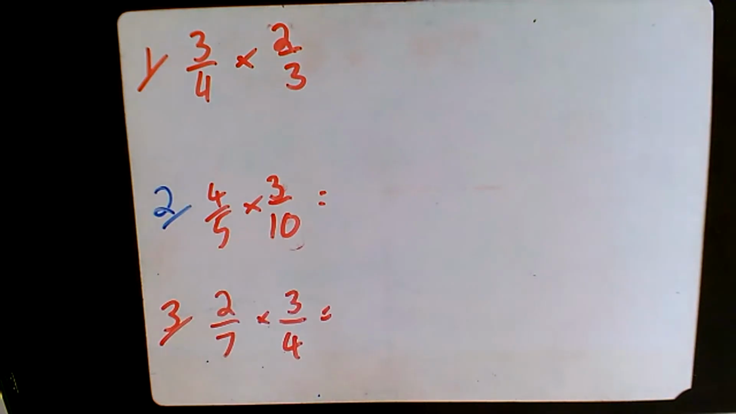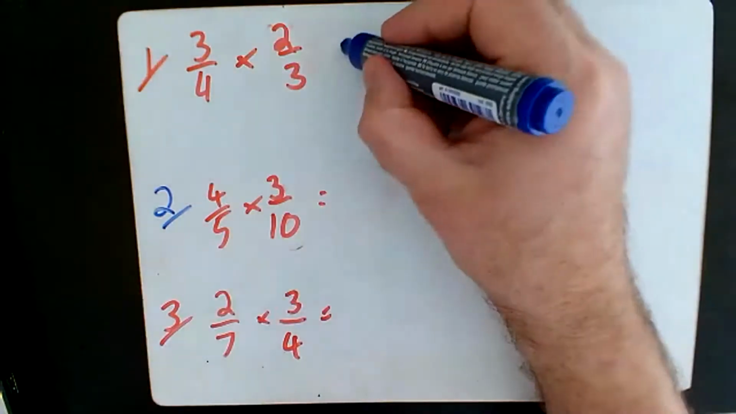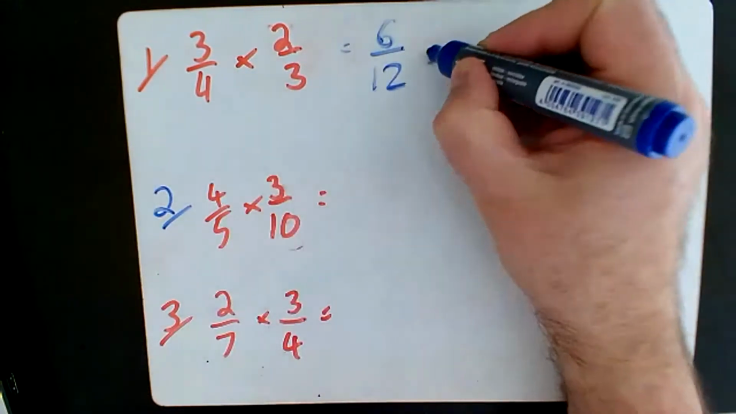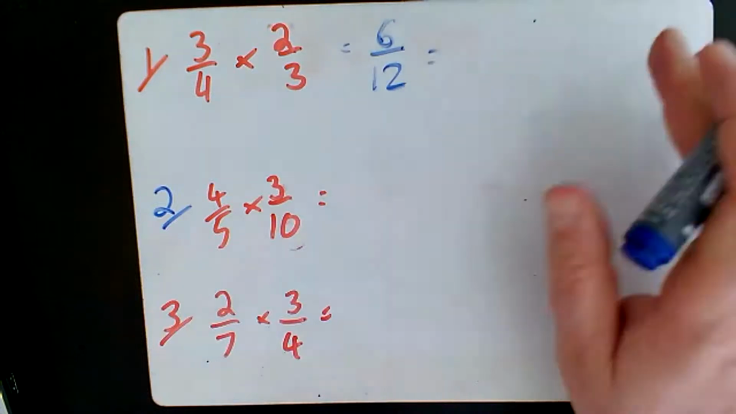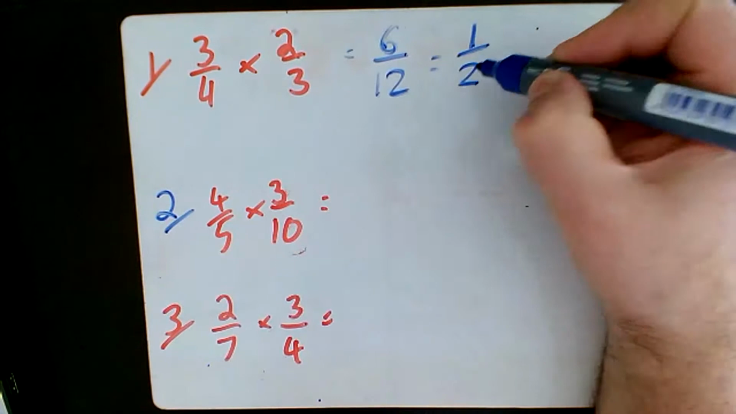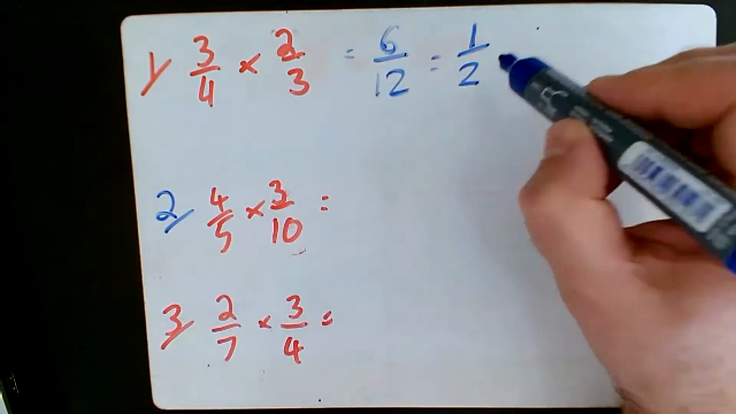Press play when you're done. Right, so look, let's just times across. 3 times 2 is 6. 4 times 3 is 12. Oh, can I simplify that? I can, can't I? Because the top number is half of the bottom number, so that makes it a half. Okay, I'm happy with 6/12, but please try and remember to simplify as well.